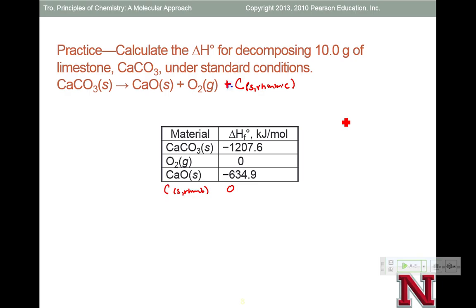So, again, we're doing the same thing. Find my delta H. If it's not given to me, I can find it. A formation is going to be my, and all of this is 1 mole, so that makes it really nice for the calculation. But my products minus my reactants.